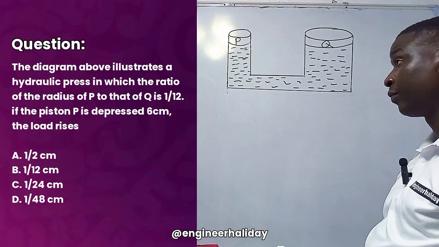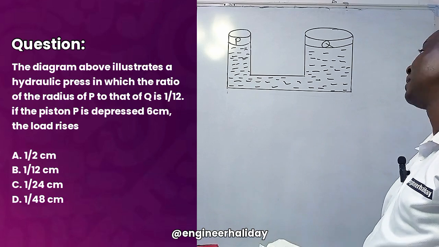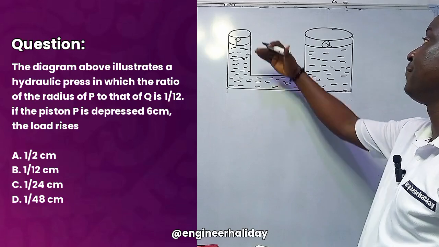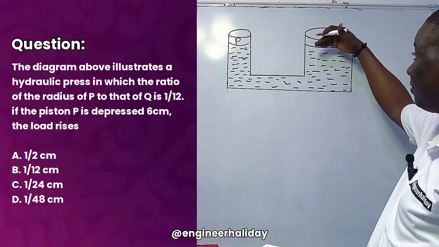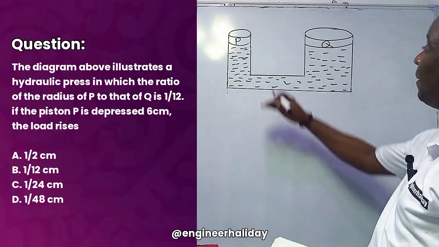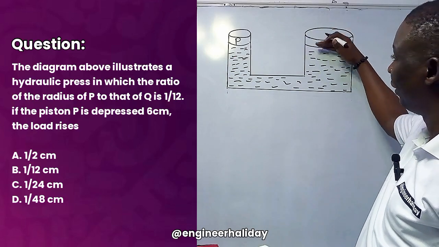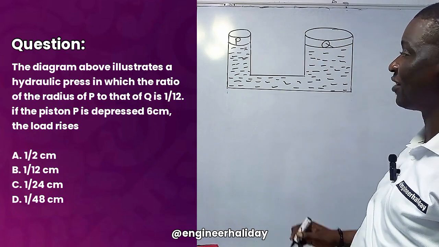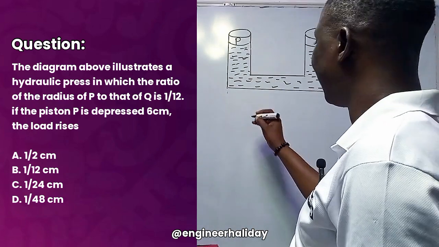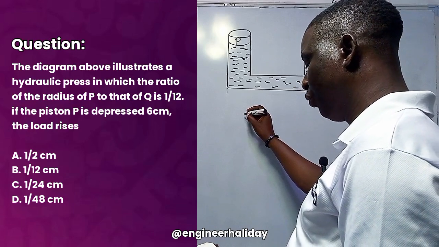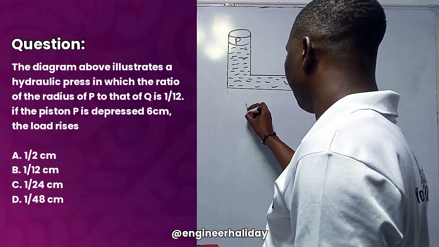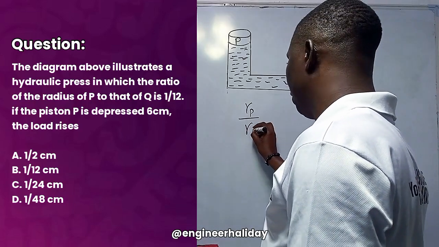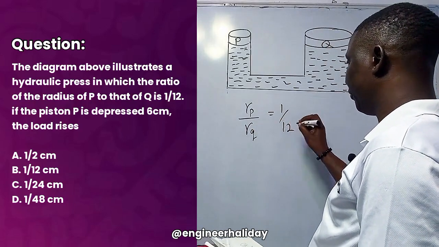Now, very simple question. This is a hydraulic press and it uses Pascal's principle to analyze it. Normally the pressure on this side is also the same pressure here. Note that the pressure exerted here is distributed equally to the other side. So, when this one is pressed by some amount, this one will rise by some amount. Now, what they are giving here is the ratio of the radius of P to that of Q, which is equal to 1/12.